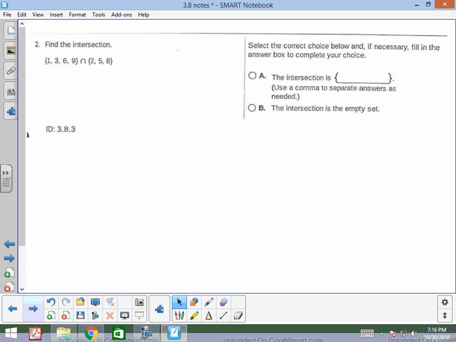Number 2 says find the intersection of these two sets. Intersection means what do they have in common? Well, they don't have anything in common. Set number 1 includes 1, 3, 6, and 9. Set number 2 is 2, 5, and 8. There's nothing they have in common. So this intersection is the empty set.